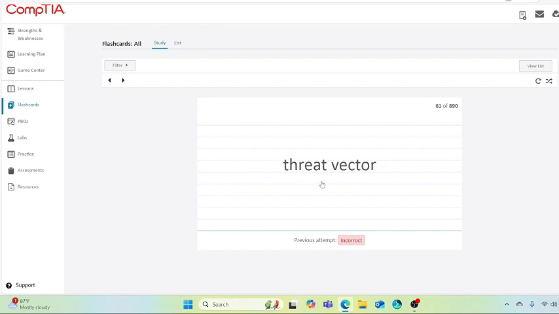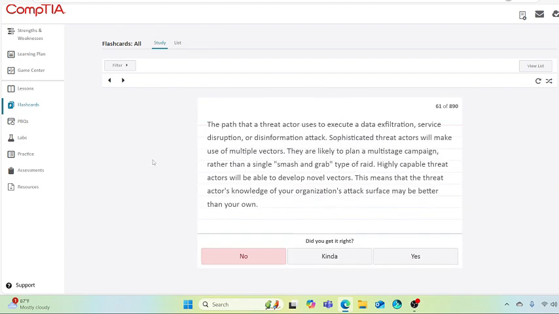Threat vector. The path that a threat actor uses to execute a data exfiltration, service disruption, or disinformation attack. Sophisticated threat actors will make use of multiple vectors. They are likely to plan a multi-stage campaign rather than a single smash and grab type of raid. Highly capable threat actors will be able to develop novel vectors. This means that the threat actor's knowledge of your organization's attack surface may be better than your own.